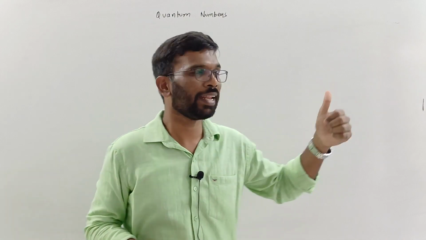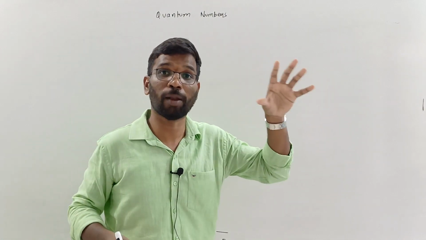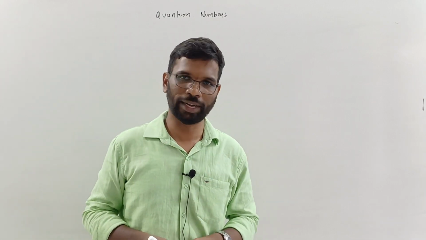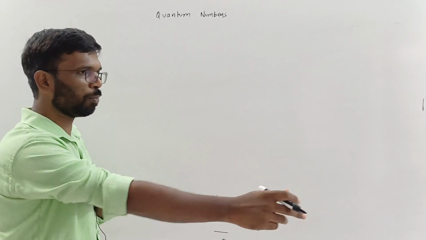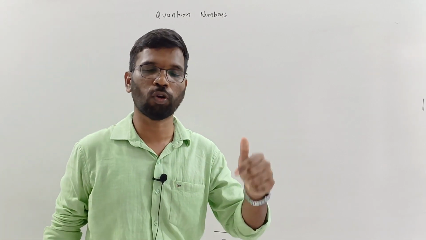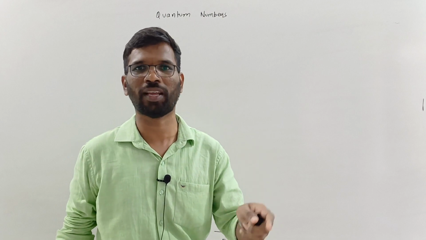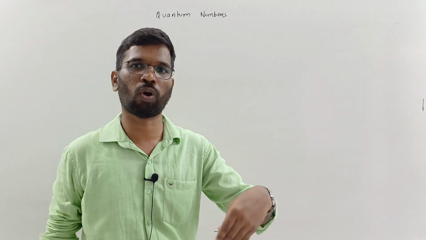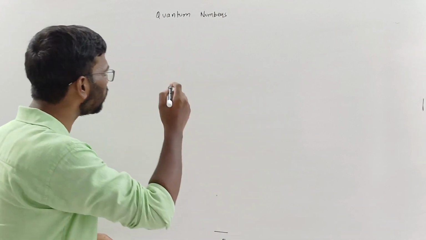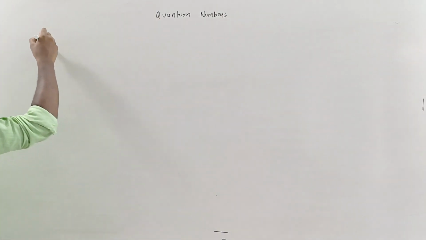So let's take the help of the quantum numbers to understand these orbitals in more detail. There are 4 quantum numbers in total. 3 define the orbital, and the 4th is the spin quantum number. Altogether, these 4 quantum numbers define the position of the electron. So now let's discuss the first quantum number.